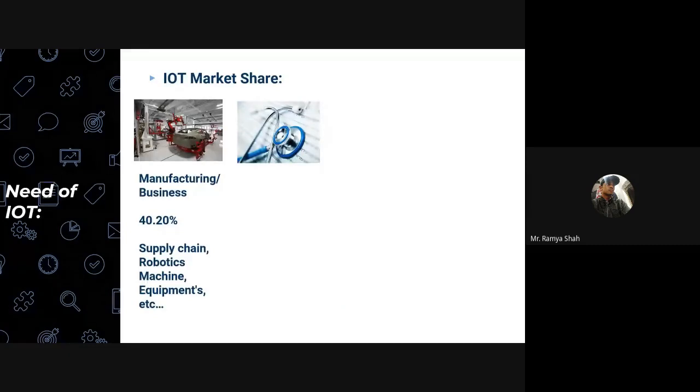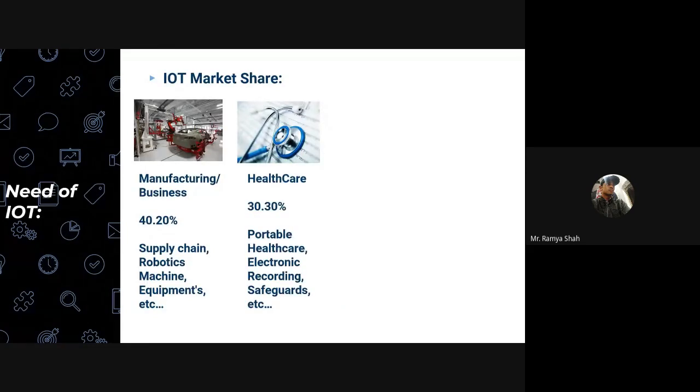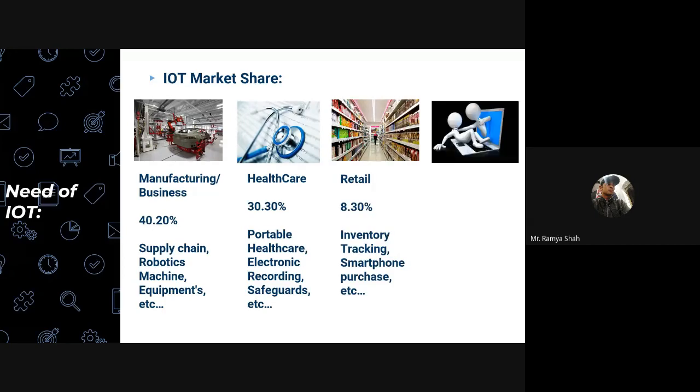Coming to the market share, which is always important when we are talking about the types of attacks occurring on it. Cutting the things a little bit shorter, manufacturing or business has 40.20% because the supply chain, robotics and all are a part of my market share. Healthcare is 30.30% because portable healthcare, electronic recording, safeguards all are a part of healthcare systems right now. Same way, retail is 8.30.